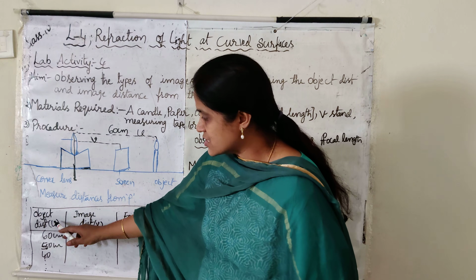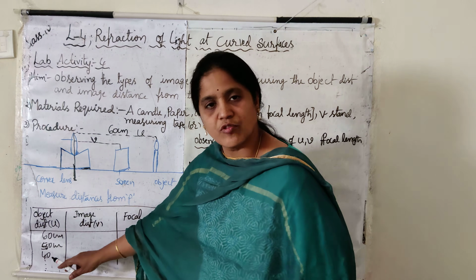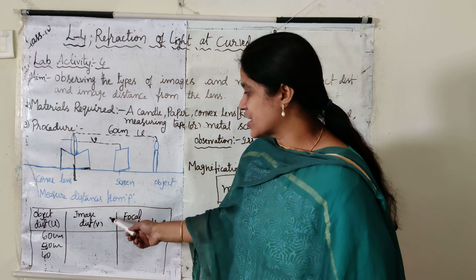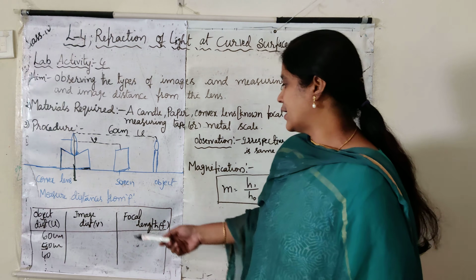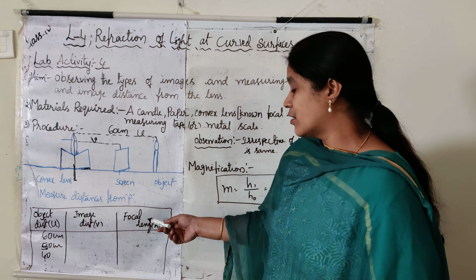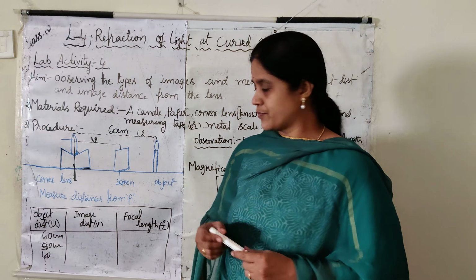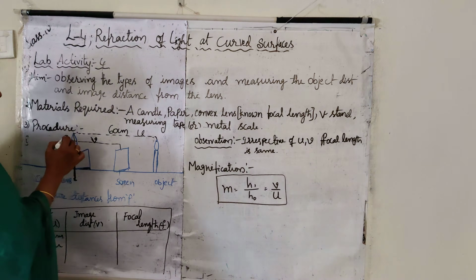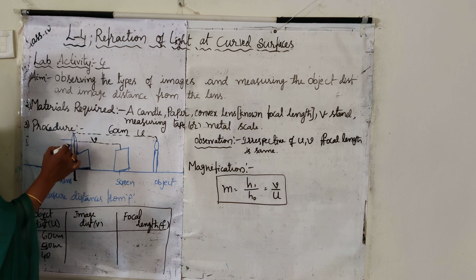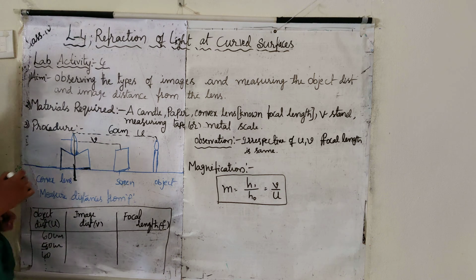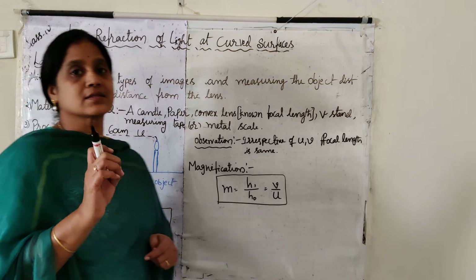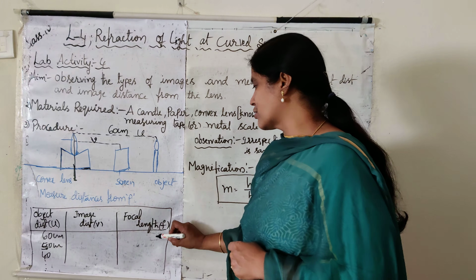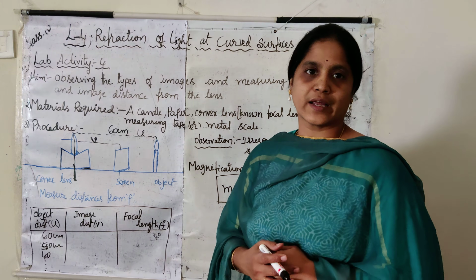Here you see, when you place an object at 60 centimeters, 50 centimeters, 40, 30 and so on, next, where you are getting the image, those values you note down. And after that, you must also find out the focal length. How will you get the focal length? Whatever lens we are taking, we must take it as a known focal length. So that focal length value is 20 we will get.